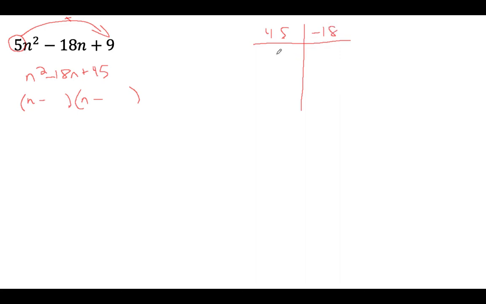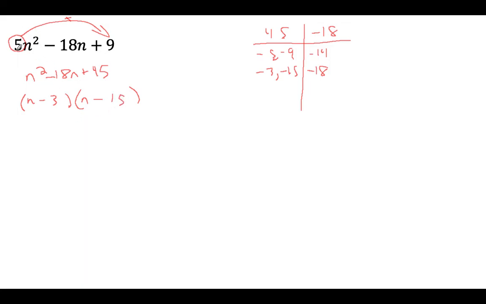Well, we did negative 5 and negative 9. But those add to be negative 14. Not quite. You got negative 3, negative 15. Oh, and those add to be negative 18. So it's trial and error. You just think of numbers that go into 45. So you got negative 3 and negative 15.